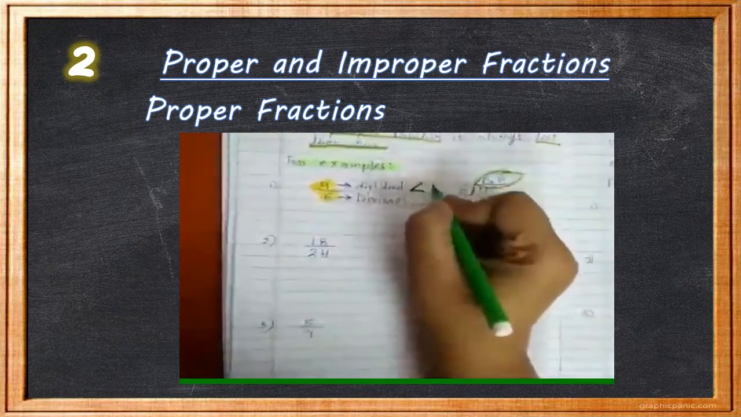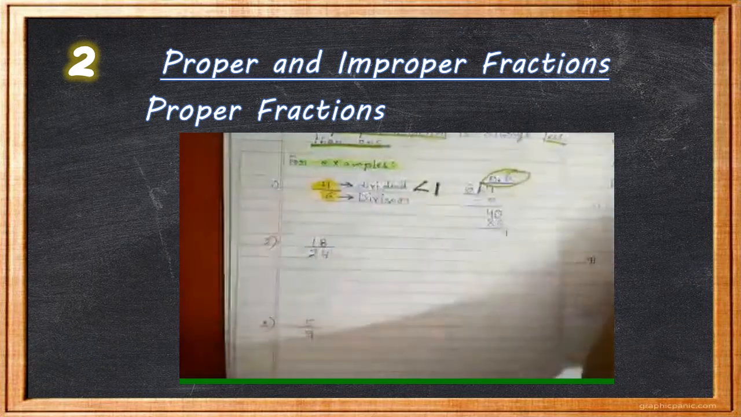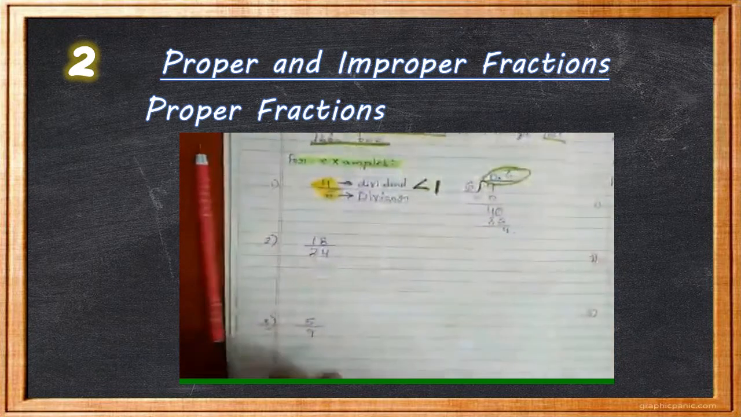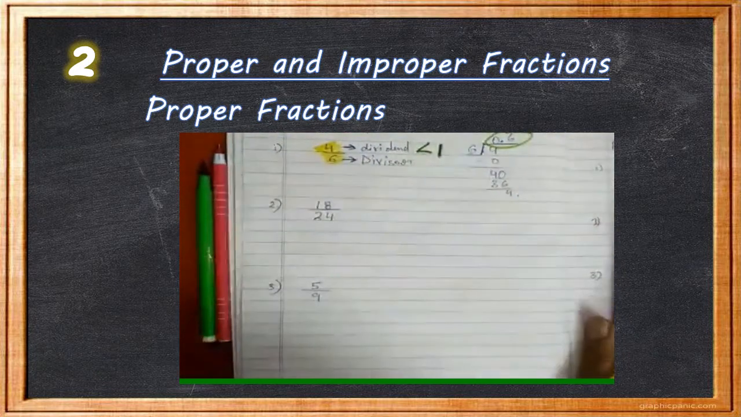This fraction is less than 1. So this is also proved. Second point is also proved, children. Now see again what is the second example here, children. Let's see what is the second example here, in the same way.